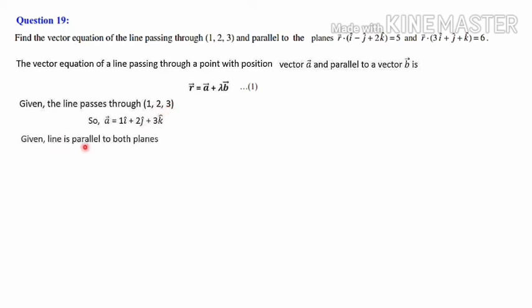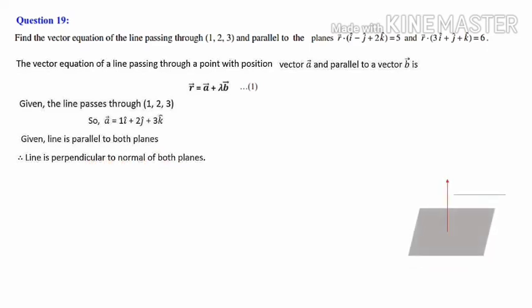Then the line is parallel to both the planes. Here the condition is given: the line passes through this point and is parallel to these two planes. So the line is perpendicular to the normal of both the planes. Both the planes have normals, and the line is perpendicular to the normal of both the planes.